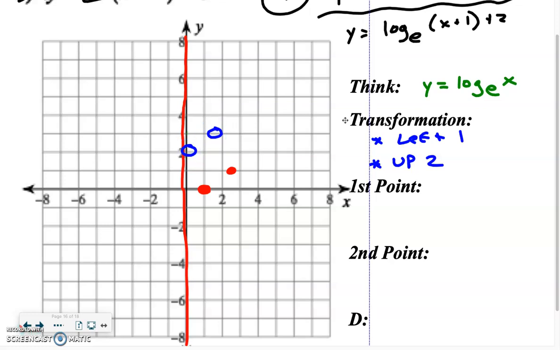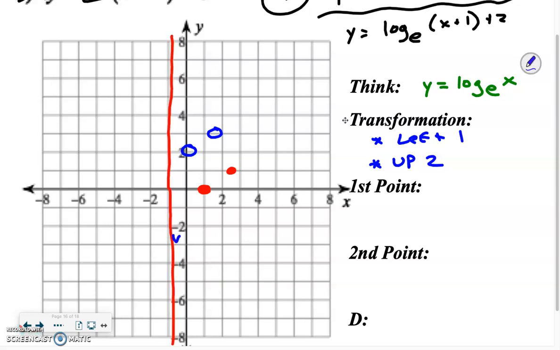The up 2 isn't really going to show up. But left 1, yeah, that's going to happen. So my sketch, we could start it and we could end up here. But there is a catch.